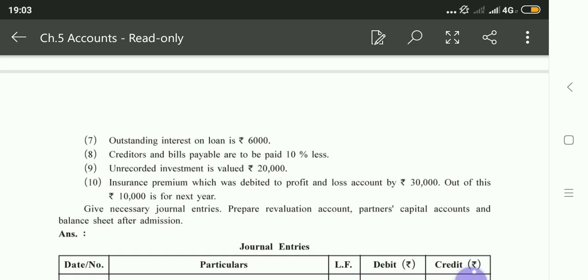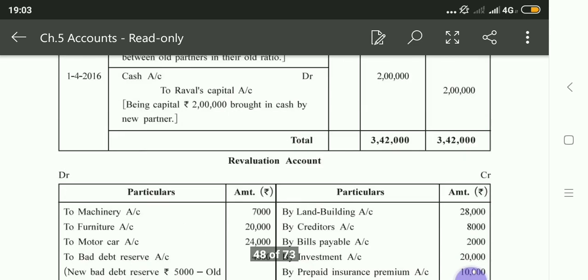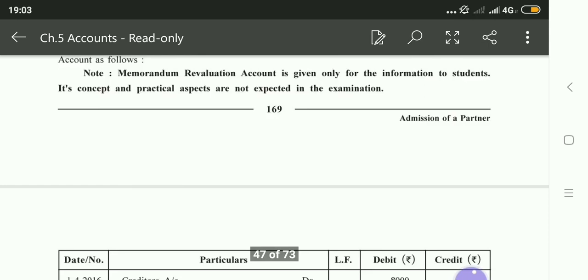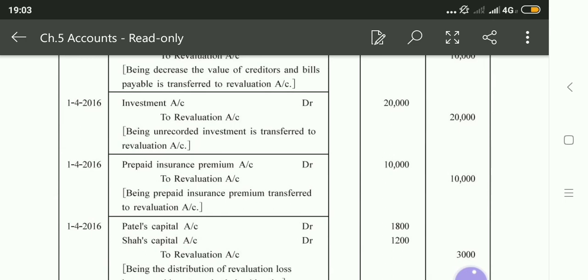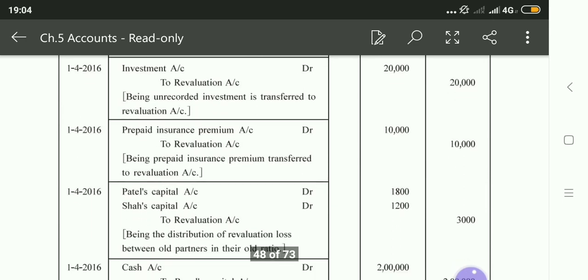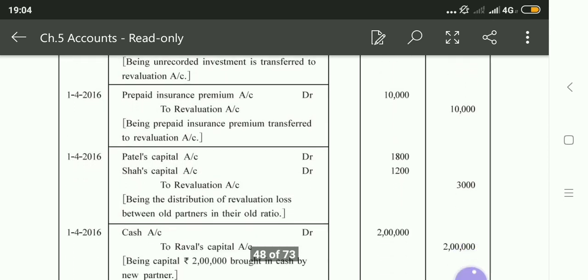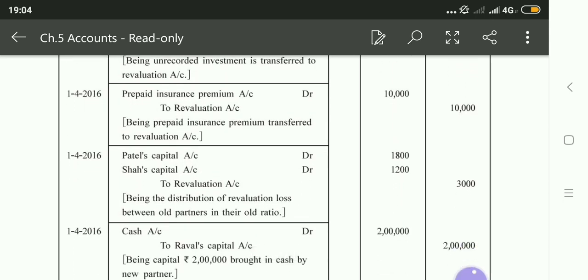Let us quickly check. We'll be quickly checking the journal entry. Yes, I can see here. Prepaid insurance premium account debit to revaluation account, that is 10,000. Insurance premium of 10,000 is prepaid, which is for next year. So revaluation account has been credited. The very next journal entry that is presented here can be written after doing all the adjustments and posting them in revaluation account and balancing the same.